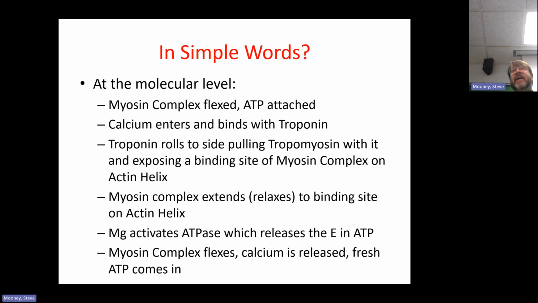So calcium comes in, opens up the binding site. You have myosin reaching out to those sites using energy. It's going to climb up those sites in a repeated pattern. We assume that it's asynchronous, so at least some of the myosin around that cylinder of myosin complex are always attached. They're not all reaching out at the same time.